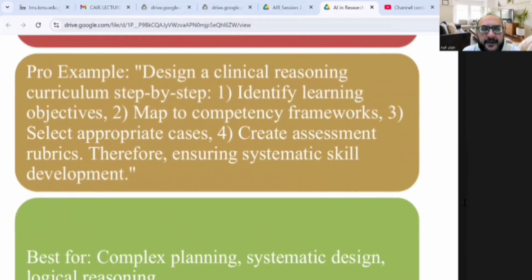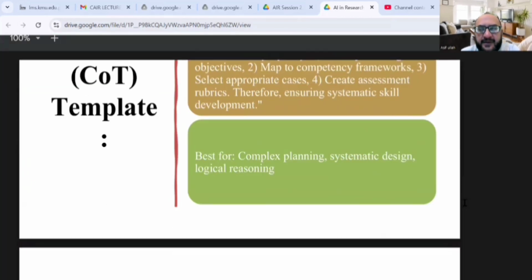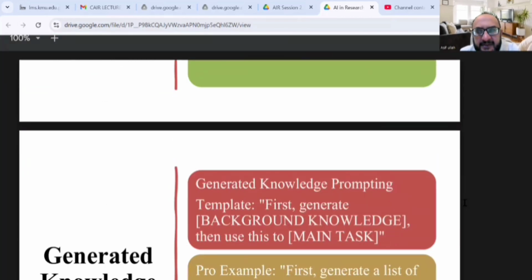Number 1, identify learning objectives. 2, map to competency frameworks. 3, select appropriate cases. 4, create assessment rubrics. Therefore, ensuring systematic skill development. Now you can see that you can give a step-by-step chain of thought template, and the complex planning, systematic design, and logical reasoning will follow.